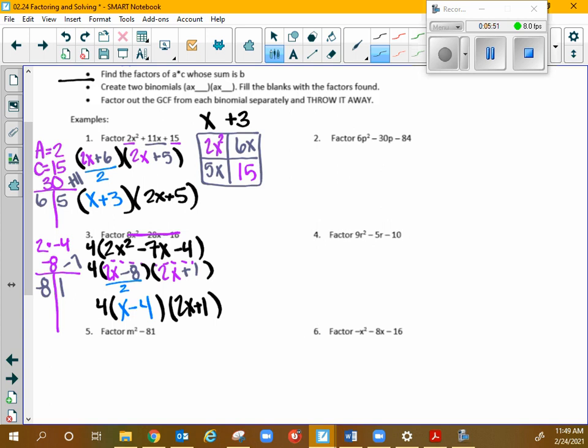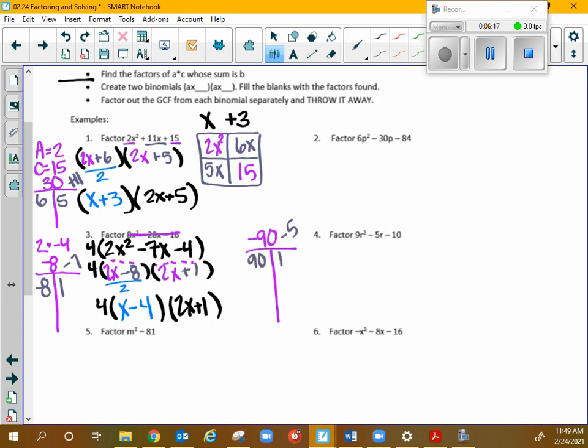All right, let's look at number 4 together. 9r squared minus 5r minus 10. Can I factor out a GCF? No. What's A times C? Negative 90. I need factors of negative 90 that have a sum of what? Negative 5. So remember, you can always just list everything.